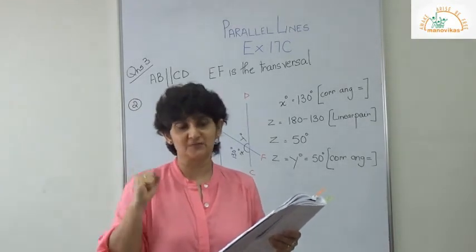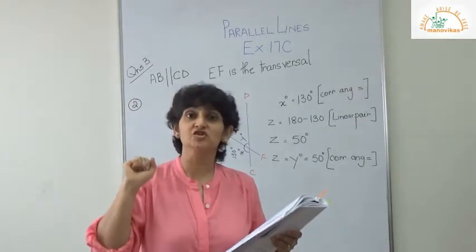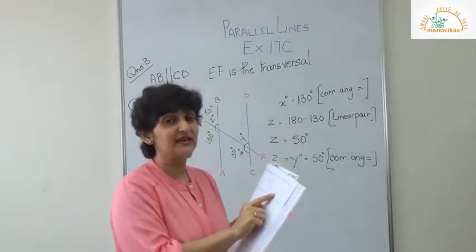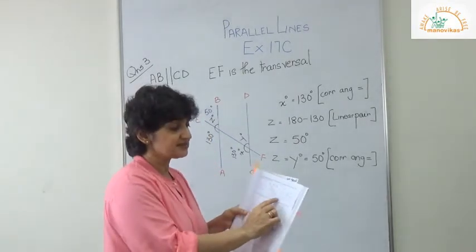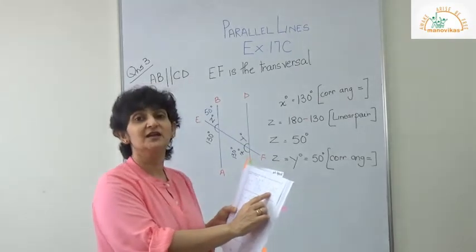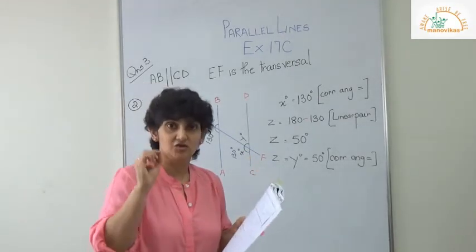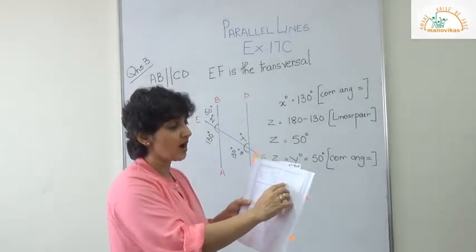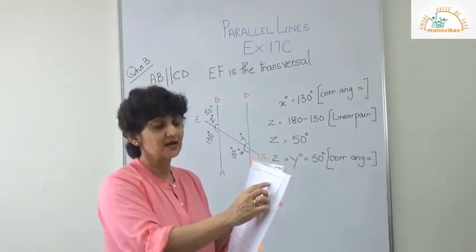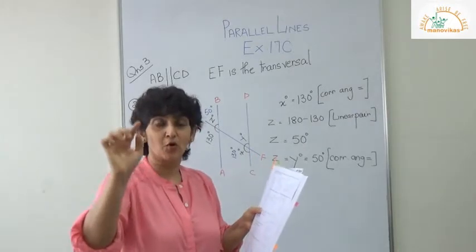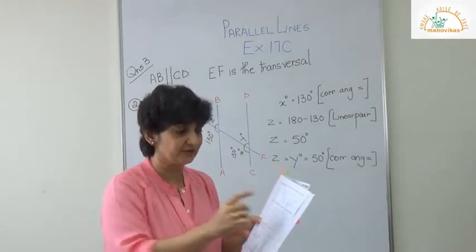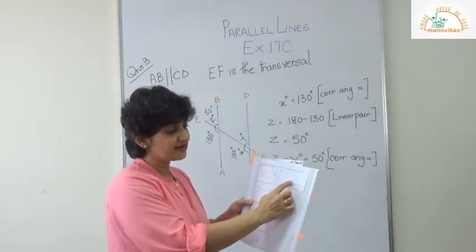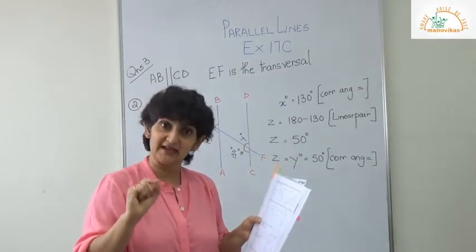You know AB is parallel to CD. EF is your transversal. 40 is given to you. Z becomes vertically opposite angles, so Z is equal to 40 degrees. If you take Y, what do you get? Corresponding angles. Both are in the shape of 7. So Y is equal to 40 degrees.